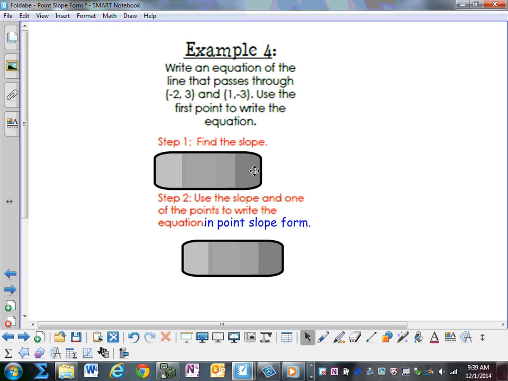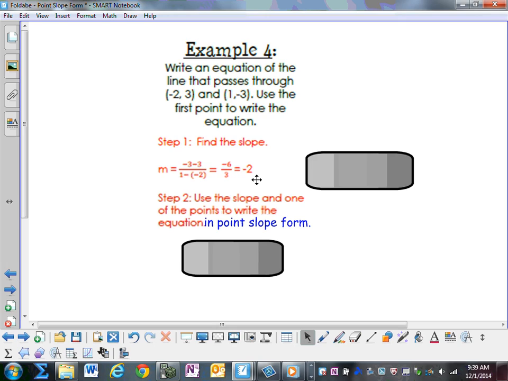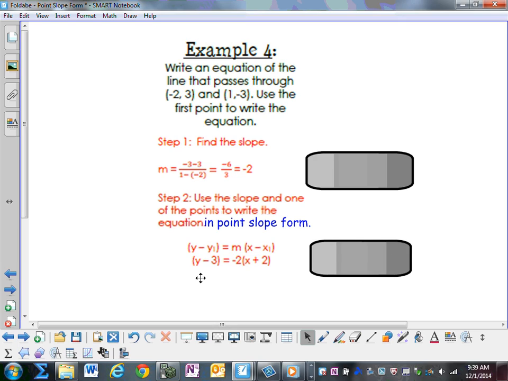By using the slope formula, we find the slope to be -2. And then using the point (-2, 3) and the slope of -2, the equation is y minus 3 equals -2 times the quantity x plus 2.